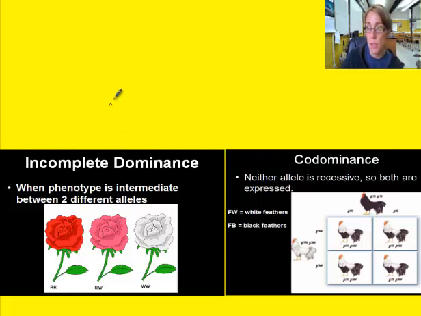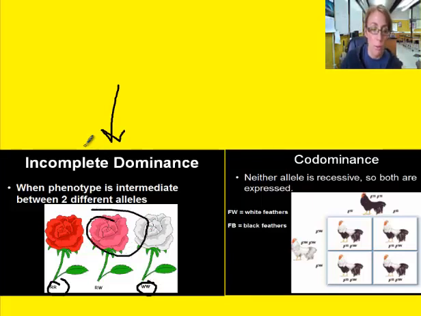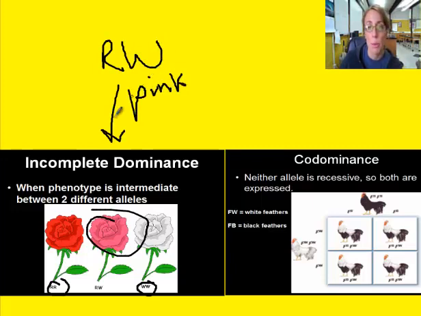One of the exceptions is incomplete dominance. In incomplete dominance, you have the alleles of a red flower, which are dominant, blending with the alleles of a white flower, which are also dominant. So instead of getting a red or a white, we would get a pink. And the capital R, capital W that you would find inside all the Punnett squares would be representing the pink.